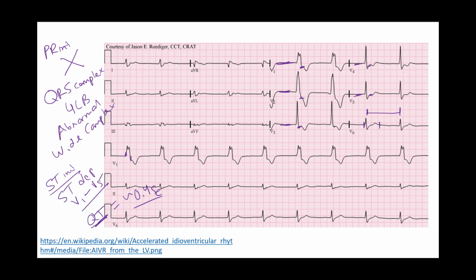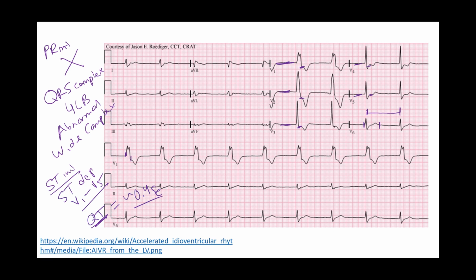So let's think about what's going on here. We don't have any P waves, and then we have this regular rhythm with a wide complex going on. The wide complex can be a result of a number of things, such as heart blocks or ventricular abnormalities, or it can just be a rhythm that starts in the ventricle, as we discussed in a previous video.